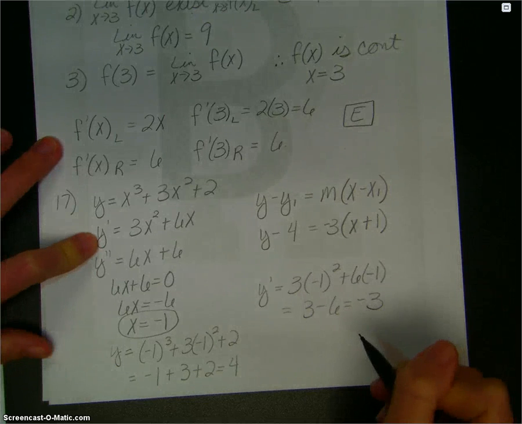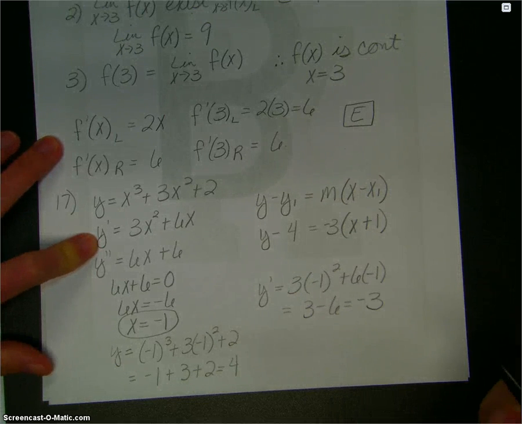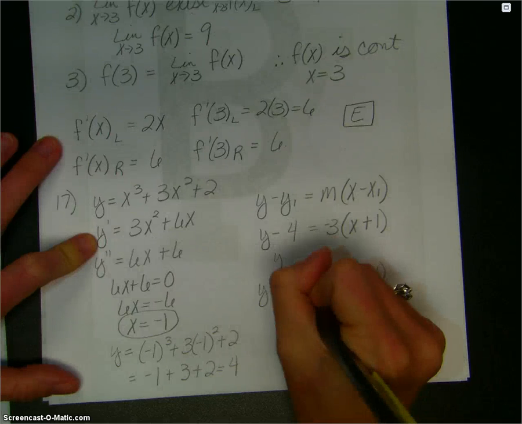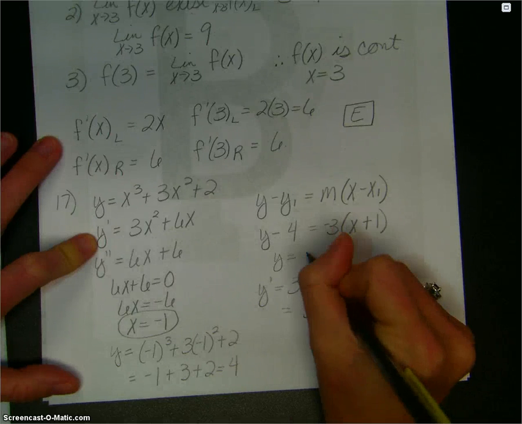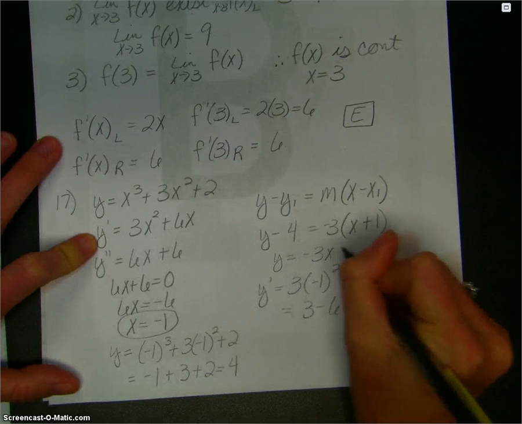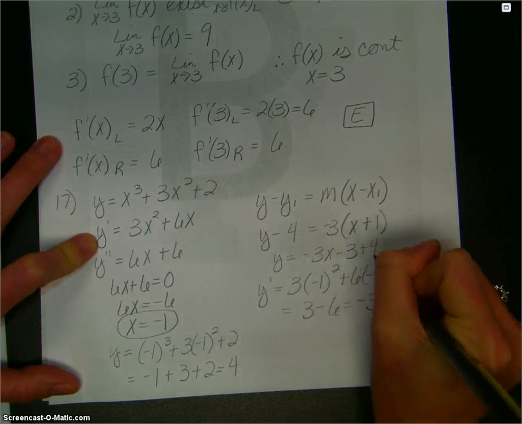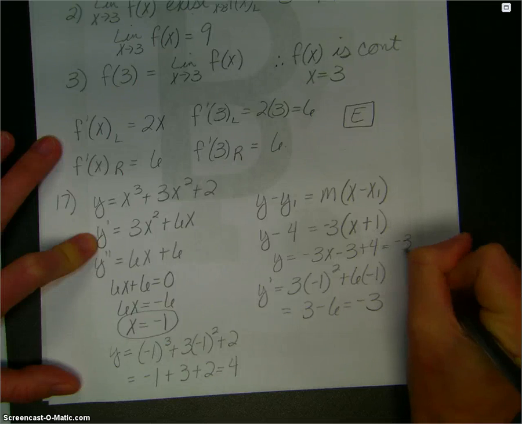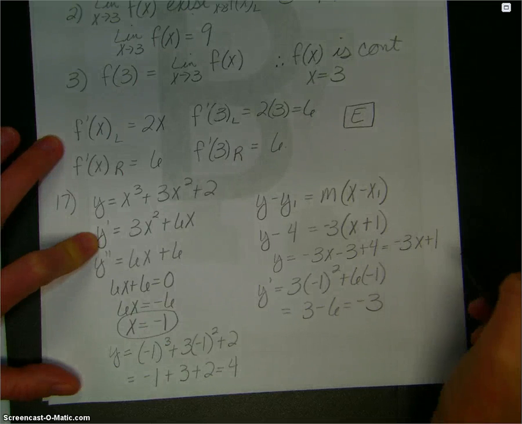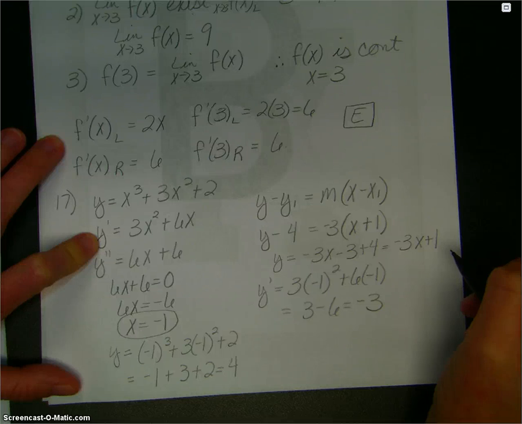-3 right there. All right, it's a multiple choice question, so it does want me to solve for y. So let's move a few things around here. So that's going to be -3x minus 3, and then I want to add my 4 over to the other side. So that will give me -3x plus 1. And that is answer choice B.